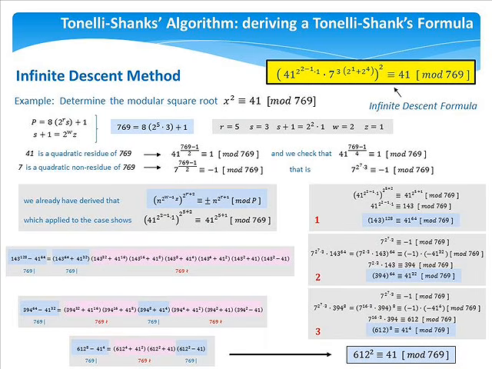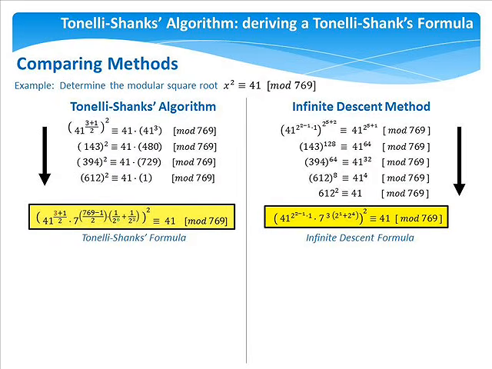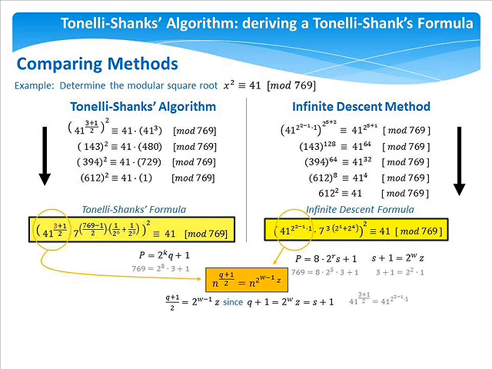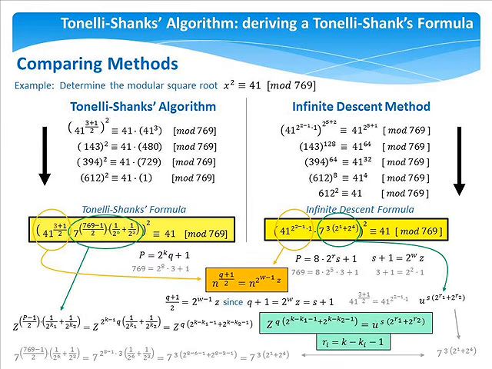Well, let's now get back to the infinite descent method developed previously and check how it performs for the same case. Press pause if needed. Finally, it's interesting to compare the Tonelli-Shanks and infinite descent formulas when applied to this specific case, finding the modular square root congruent to 41 modulo 769. Despite their apparent differences in structure, both methods fundamentally rely on the same principles, utilizing the properties of quadratic residues and non-residues to achieve their results.